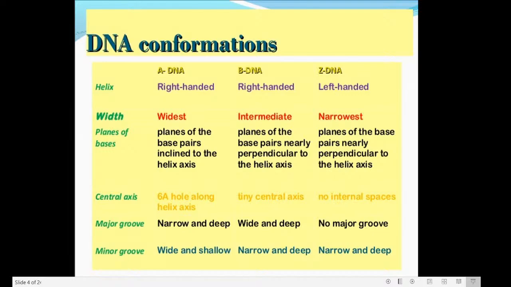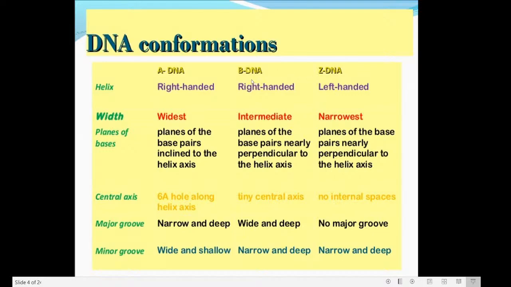They provide similar answers, but we may get confused about the correct answer in the last one. So please remember this. In the A form we have the narrow and deep major groove, and wide and shallow minor groove. In the B form we have a deep and wide major groove, and the minor groove is narrow and deep. It's a very important thing.